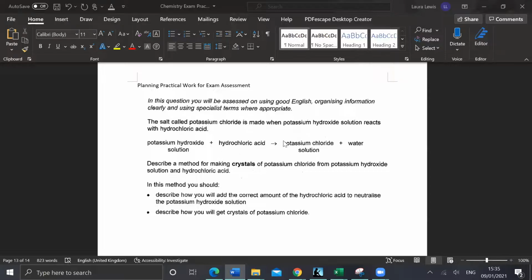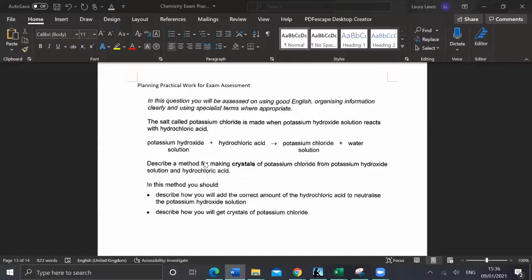So out of this, you're going to get potassium chloride. Potassium chloride is very similar to sodium chloride, and sodium chloride is table salt. So this is a salt. Anything with the word chloride in it is a type of salt, plus water. In all neutralization reactions, you create water as well.